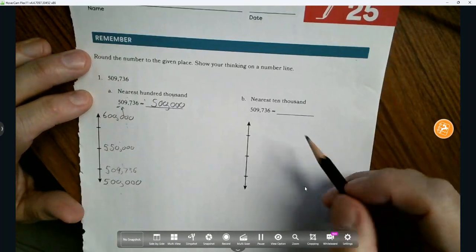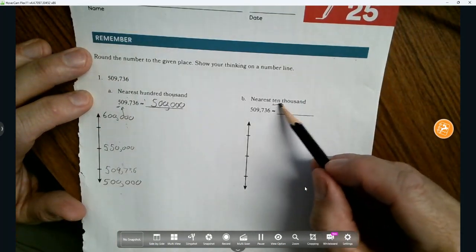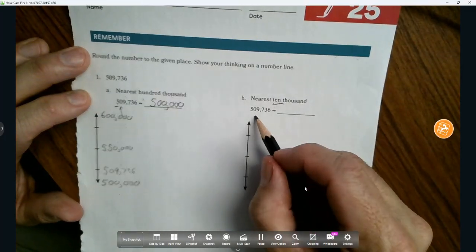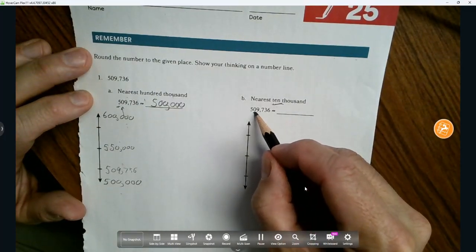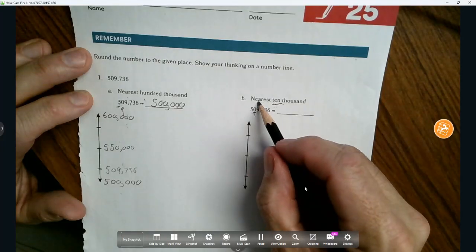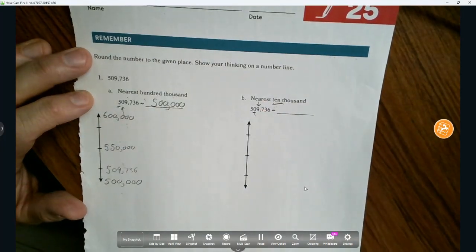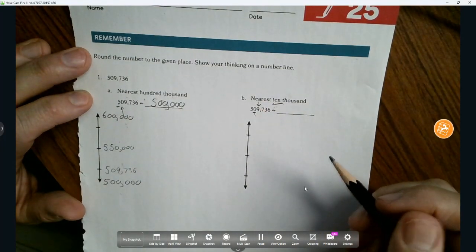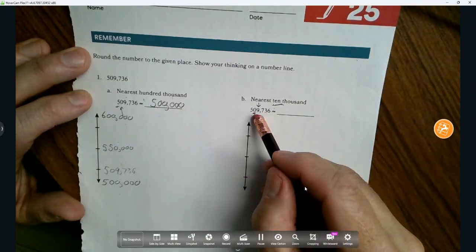All right, over here, you're going to round to the nearest 10,000. So we're going to round this number, right? Round the 0 using the 9. Round the 0 using the 9. Okay. Fill in the rest of the chart. Remember, it's only 10,000s you're doing.